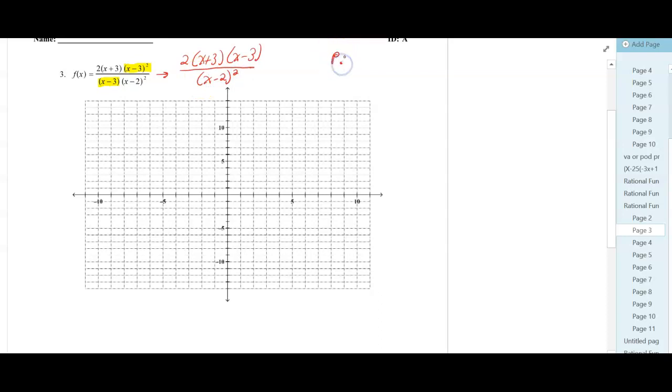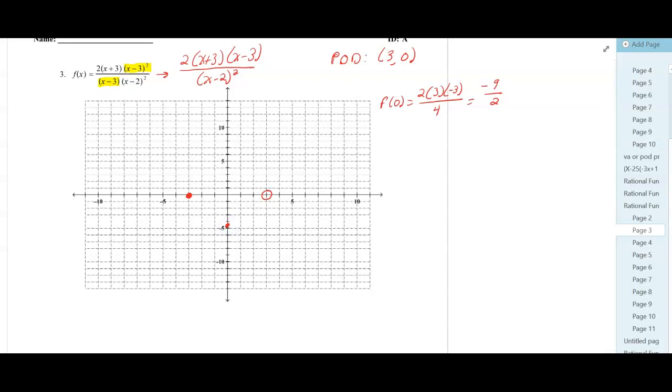So as we discussed in class, there is a point of discontinuity at 3, 0. Since there is a factor left in the numerator, there's a point of discontinuity at 3, 0. I'm going to put an open circle there right away. The other x-intercept is at x equals negative 3. If I want to calculate the y-intercept, f of 0, so 2 times 3 times negative 3 over 4. That's going to be negative 9 over 2. This is negative 4.5. So put the y-intercept there.